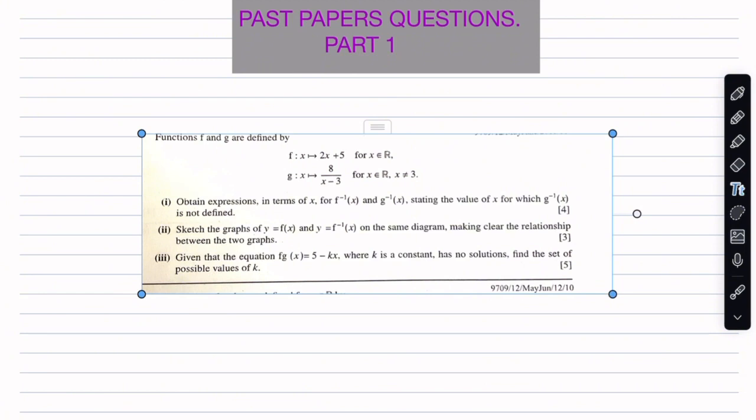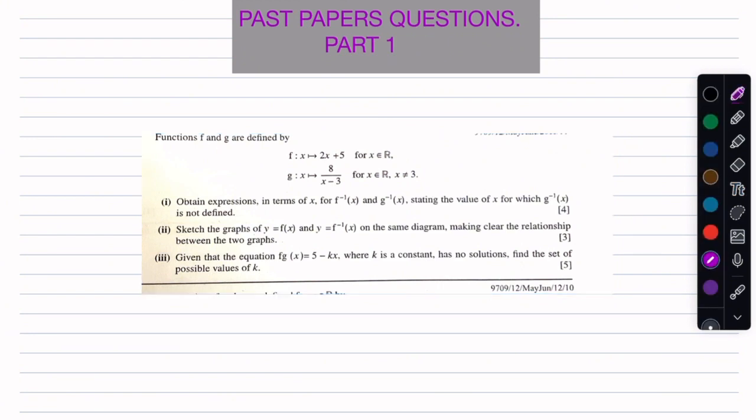After the introduction of functions, the composite function and inverse function, it's time to start practice questions from past papers. The first question that has been chosen is from May-June 2012, variant 2, question number 10. The functions f and g are defined by f of x equals 2x plus 5 for x belonging to all real numbers, and g of x equals 8 over x minus 3 for x belonging to R, but x should not be equal to 3.